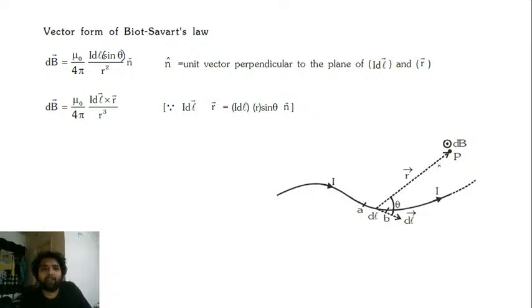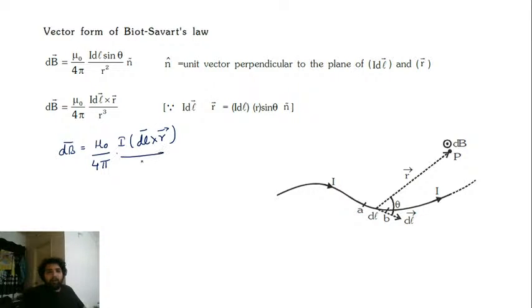So combining both, we are getting a very nice vector form. If the magnetic field is perpendicular to the plane of current and radius vector, we know it has a cross product relation. And the moment you see the sin theta relation, you can directly say dB vector will be equal to mu naught by 4 pi into I into dl cross r vector by r cube. This is one way of writing it. Understood? So this is only the Biot-Savart's law in vector form.